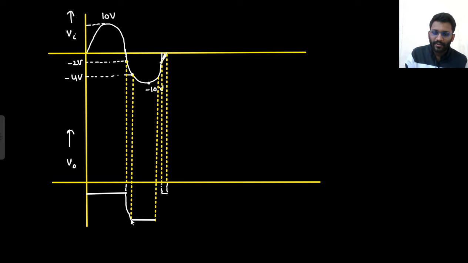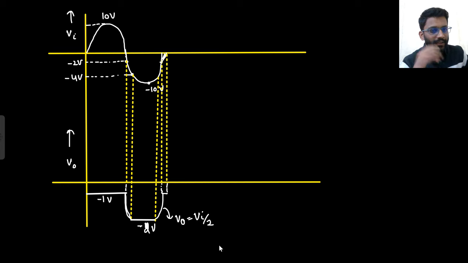Although the graph doesn't look that good, I hope you are getting the point. This is V0 is equal to Vin by 2. Here it is giving you minus 2 volt, and here it is giving you minus 1 volt. And here, this is the graph, V0 is equal to Vin by 2. Right? You got the point?